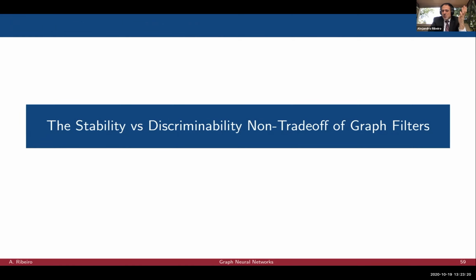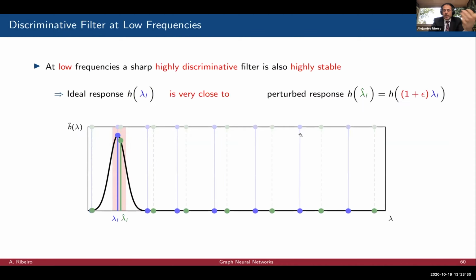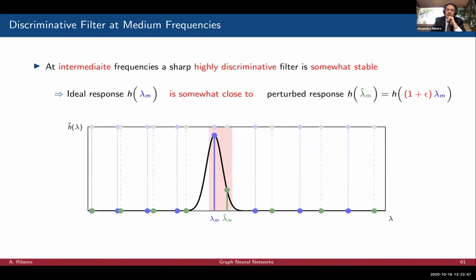Now, what is this telling us about the stability versus discriminability trade-off of graph filters? Well, it tells us that there is no trade-off actually. Why? Well, because suppose that you're trying to discriminate features that live in low frequencies. So you think you're instantiating h of lambda l, you instantiate something close. So you have trained your filter, you now have perturbations, your filter still works well. Now, at intermediate frequencies, things start to fall apart, but not by much, right?